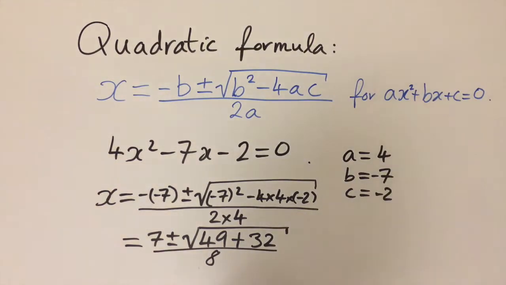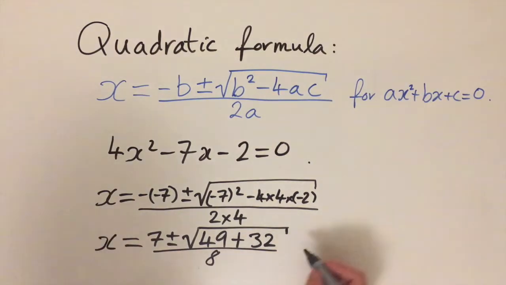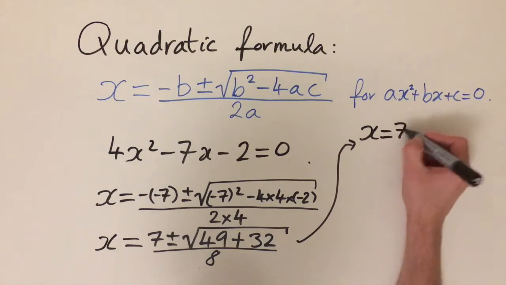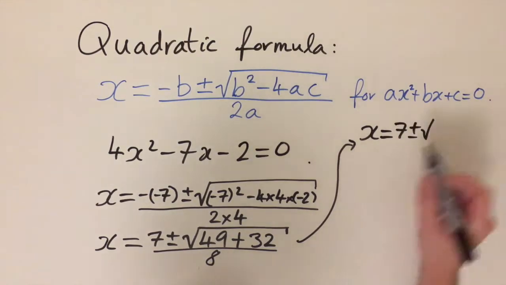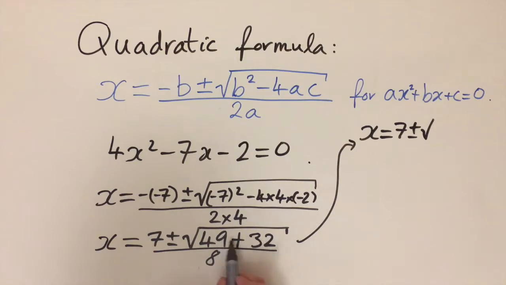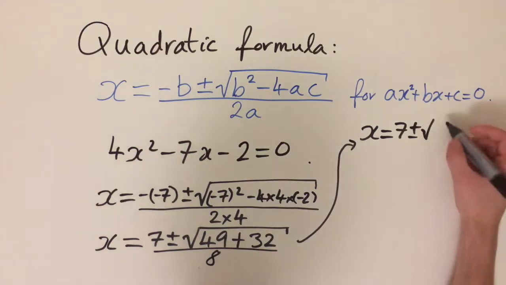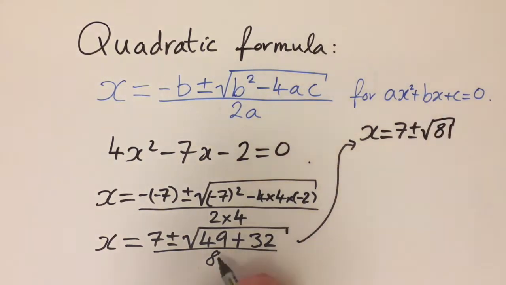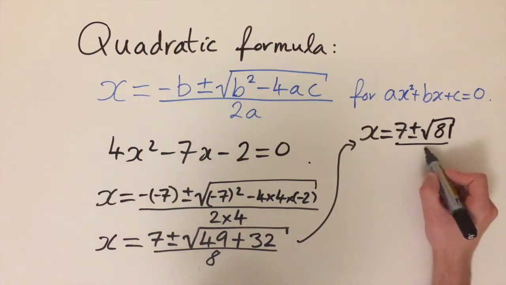I'm running out of space, so I'm just going to free up some space up here. So this is what x equals, and we're going to go up here and carry on. So we have 7 plus or minus the square root, 49 plus 32. So what is this? 49 plus 32, we have 9 plus 2, which is 11. 40 plus 30, that's 70. So 70 plus 11, that's 81. And you can double check this calculation, but this is going to give us the square root of 81. And we still want to divide by 8.